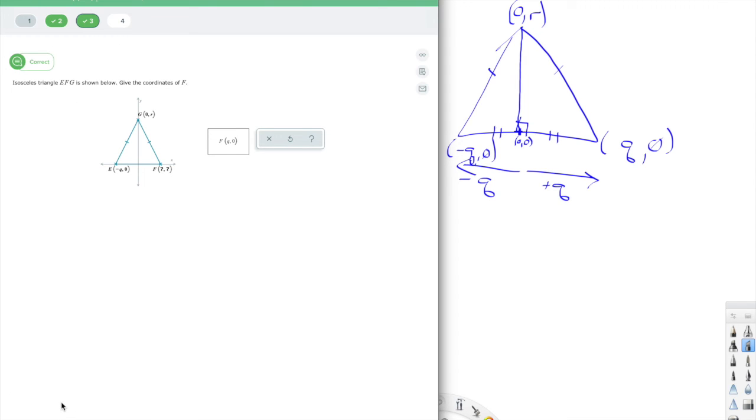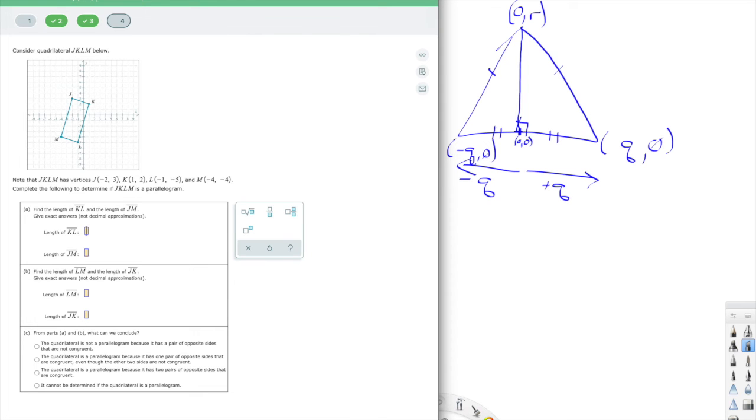So let's go ahead and keep going here. Okay, so this one, we have a couple of pieces that we have to remember how to work here. And they're actually kind of telling us down here what we're going to be using. So it says, consider this parallelogram, JKLM. And note that JKLM has these vertices, so it gives us the vertices. And compute the following to determine if JKLM is a parallelogram.